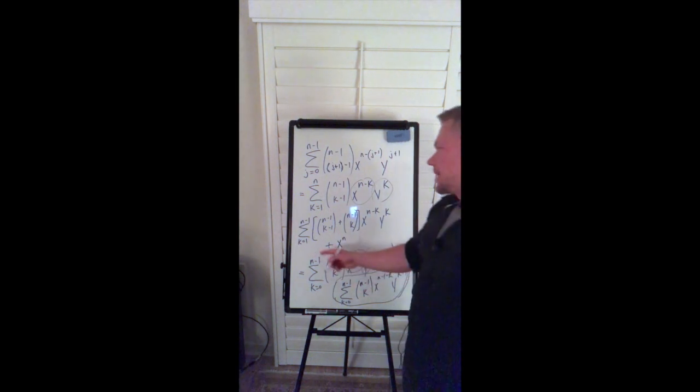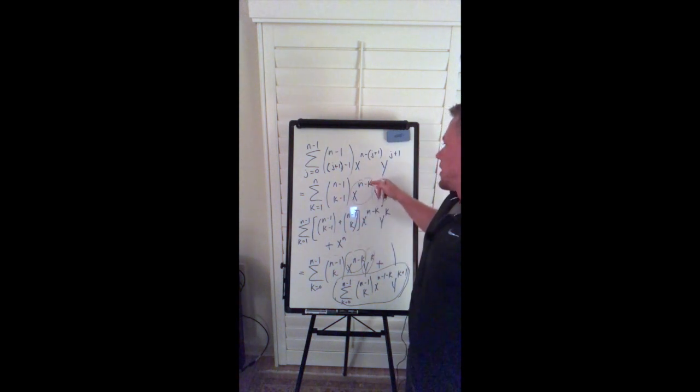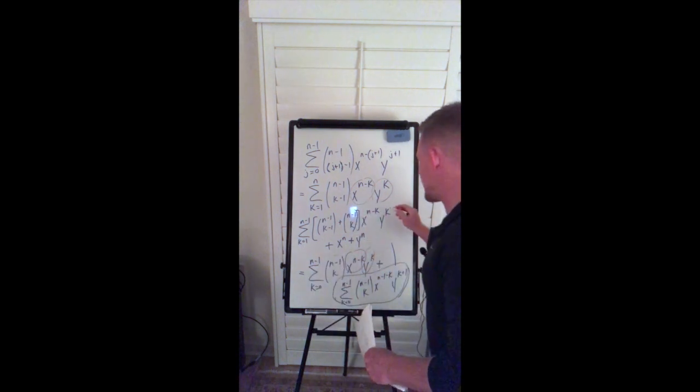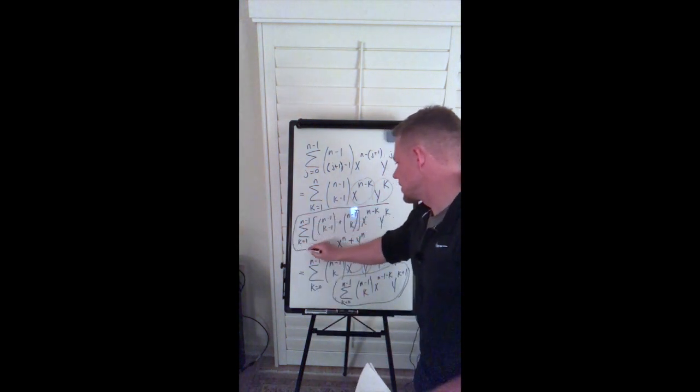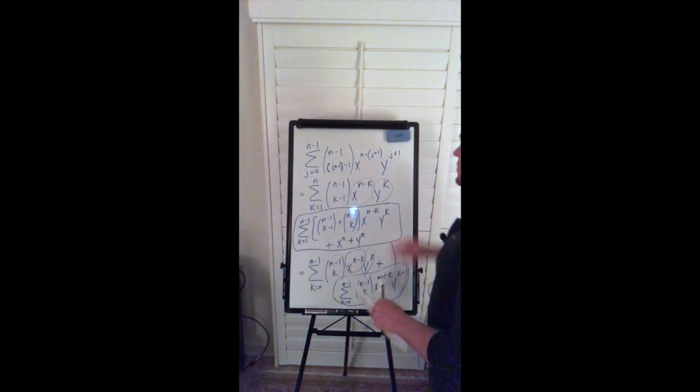We can think about the case of n now. What happens when k is n? That's our other extreme case. When k is n, we're left with n minus 1 choose n minus 1, which is 1, times x to the n minus n, which is 0. X to the 0 is 1 times y to the n. So plus y to the n. Now we've combined everything into this expression right here. So let's go ahead and make some room.